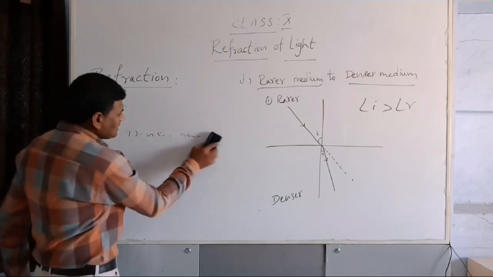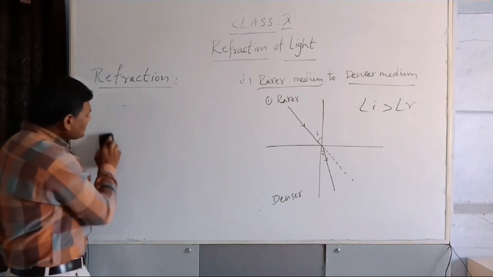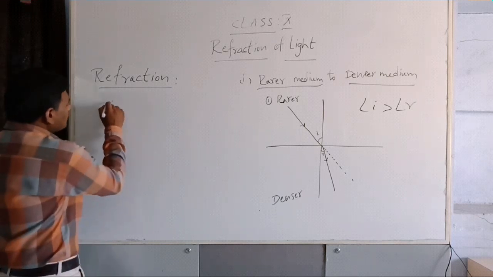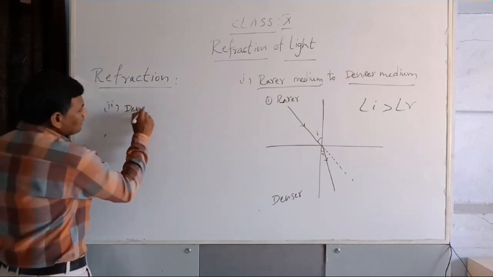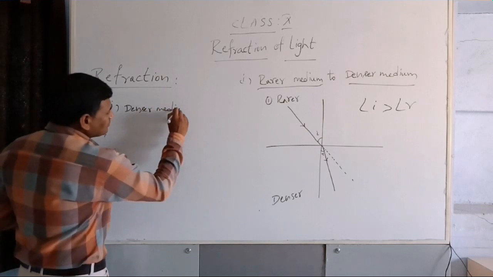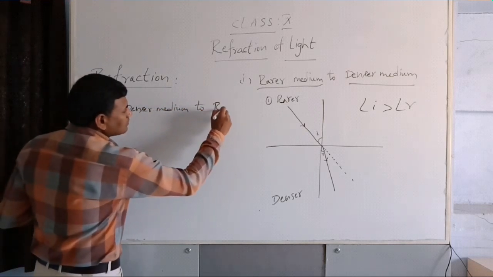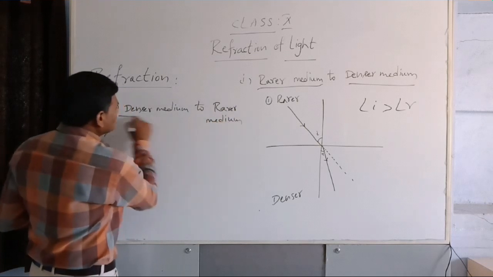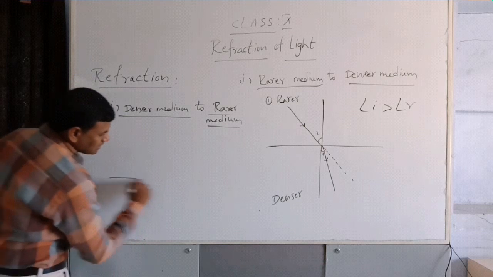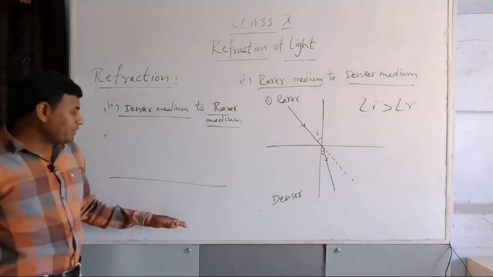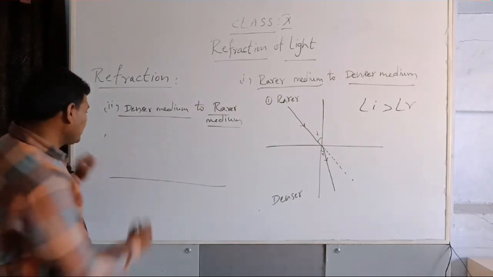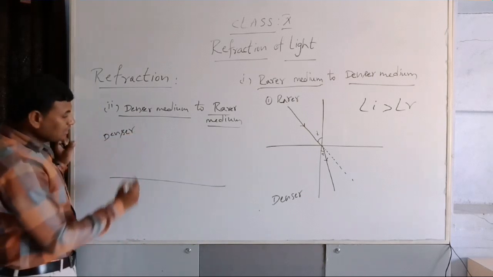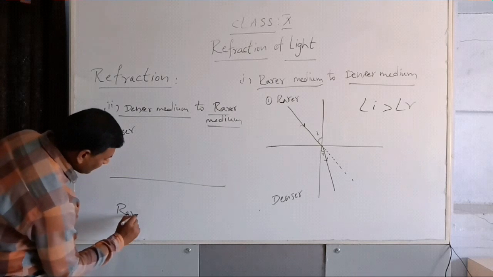Let's take that as the second condition. Light is entering from denser medium to rarer medium. So consider this as an interface between two mediums. This is the first medium, this is the second medium. Let us take the first one as the denser medium and the second one as the rarer medium.